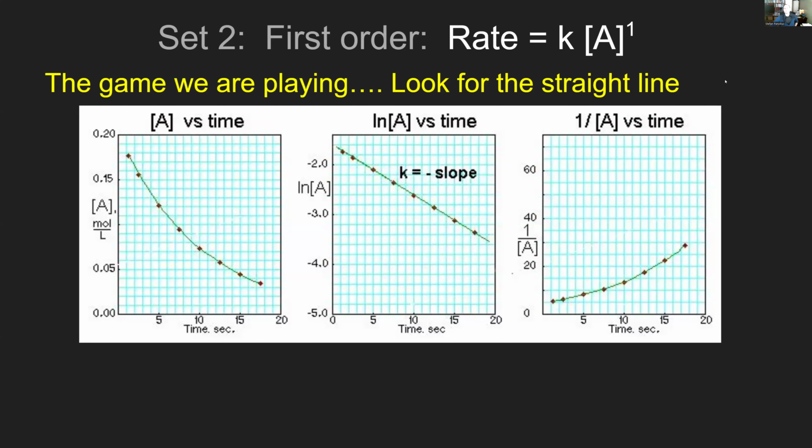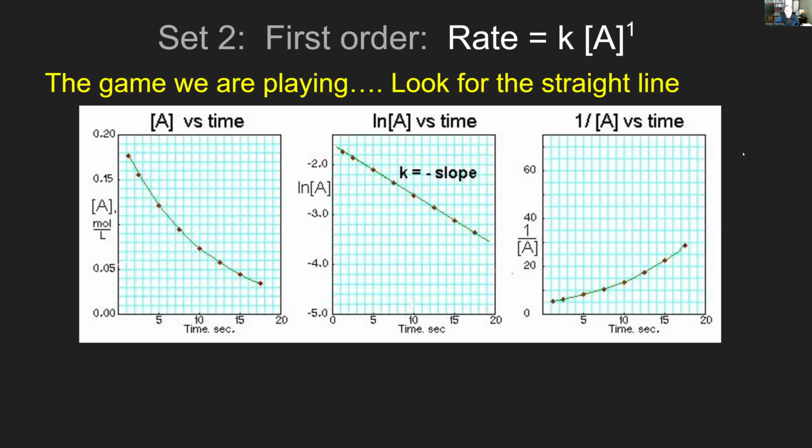All right, game number 2. This is a first order reaction. Here are 3 graphs. All of these graphs are from the same experiment. The experiment itself that was measured is this first one here of concentration versus time, but then we applied some mathematics to those concentrations to get the natural log versus time graph as well as the inverse of concentration versus time graph, or 1 over concentration of A.